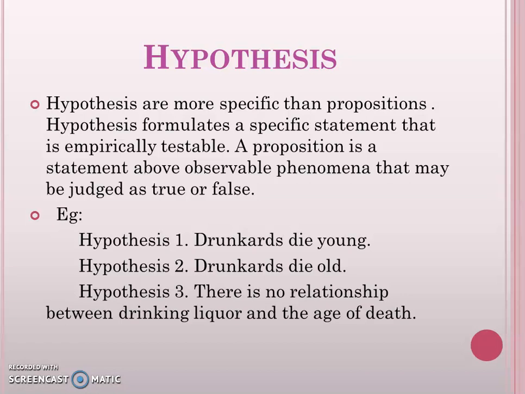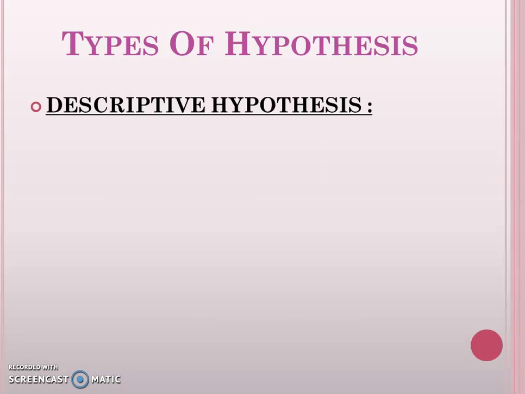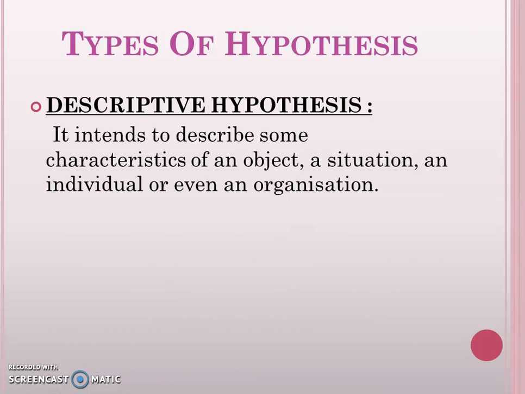So the important one is the different types of hypothesis. From now on we are going to discuss the different types of hypothesis. One is the descriptive hypothesis, we can say. As the name suggests, it tends to describe some characteristics of an object, a situation, an individual, or even an organization or institution. So this is trying to explain or describe what is happening in a scenario or to a population or to a sample. That is what this kind of hypothesis is trying to do.